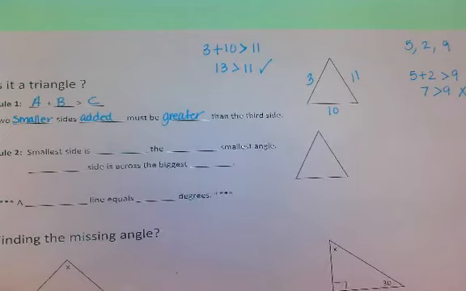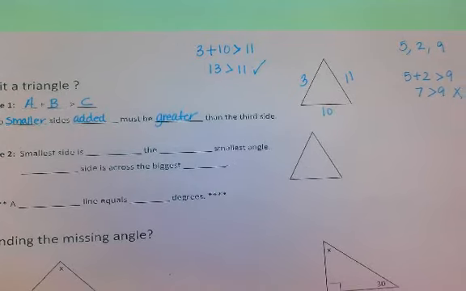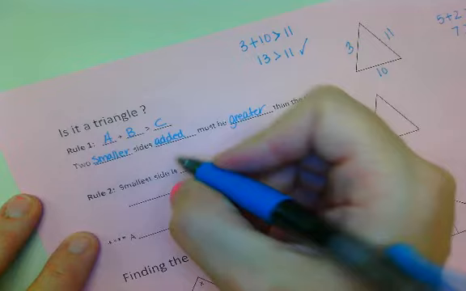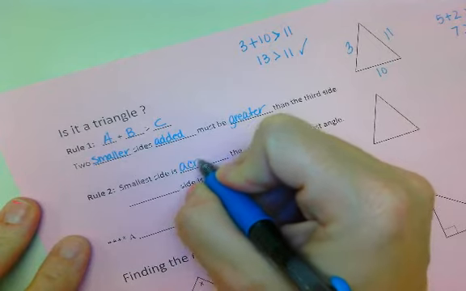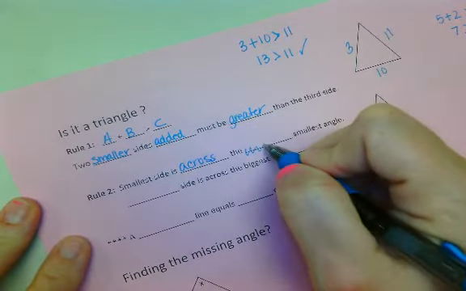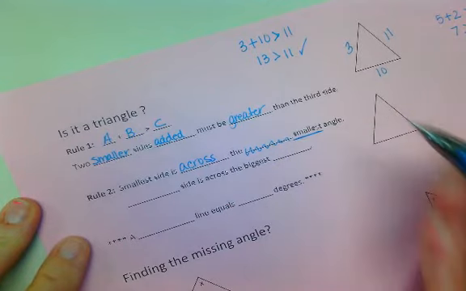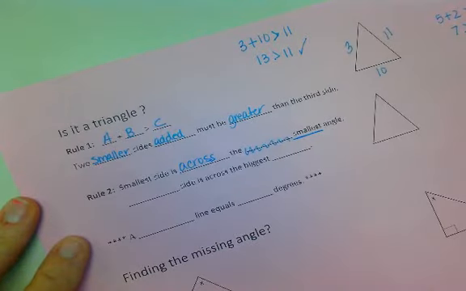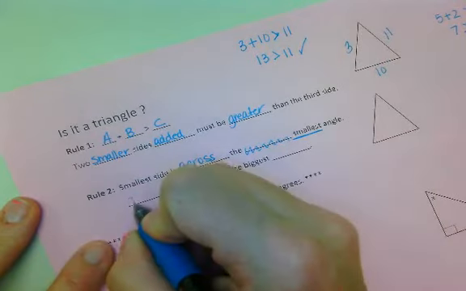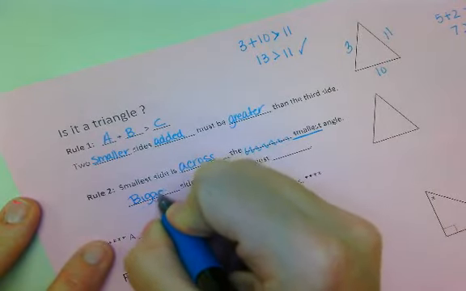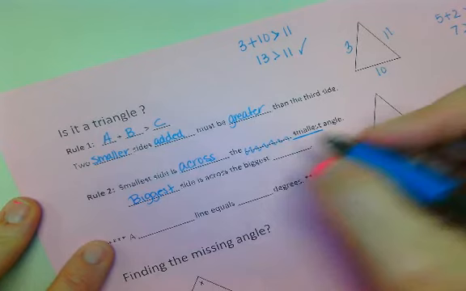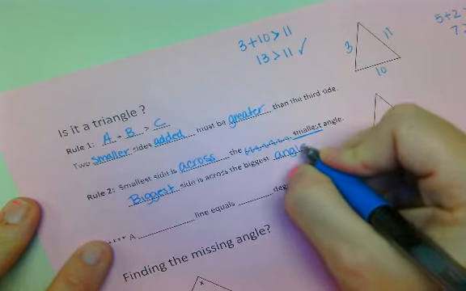Now, the other rule, which you won't really see very much, but you kind of need to know it for the future, works like this: the smallest side is across from the smallest angle. Sorry, this is a misprint. So it's the smallest side across from the smallest angle, and the biggest side is across from the biggest angle.